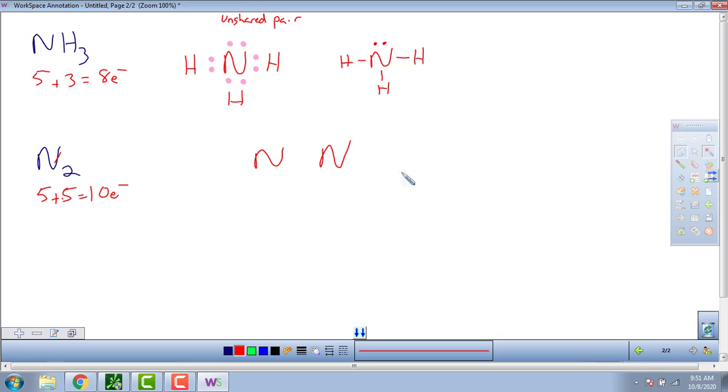Now I have my 10 electrons, so let's just give those away and see what happens. Now I distributed them as symmetrically as I could, but it doesn't really matter where you put them. The important thing is you check and notice that this nitrogen over here only has 6. And I'm going to change the color just to make it a little bit easier to reference. So they each have 6. Blue has 6, red has 6.